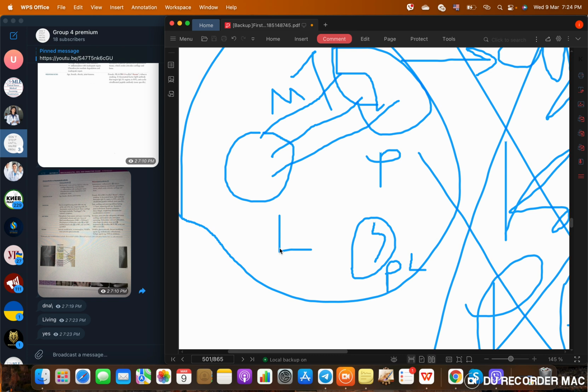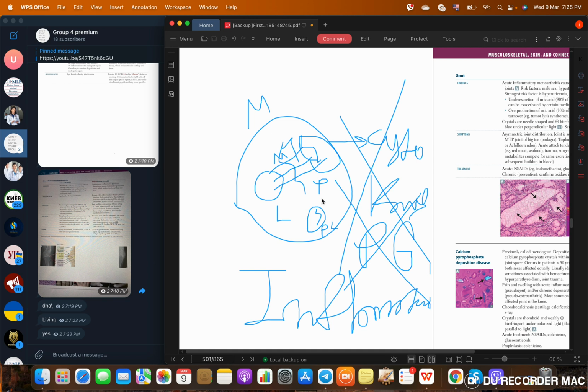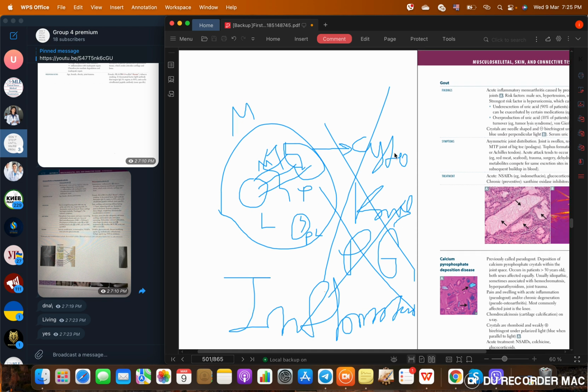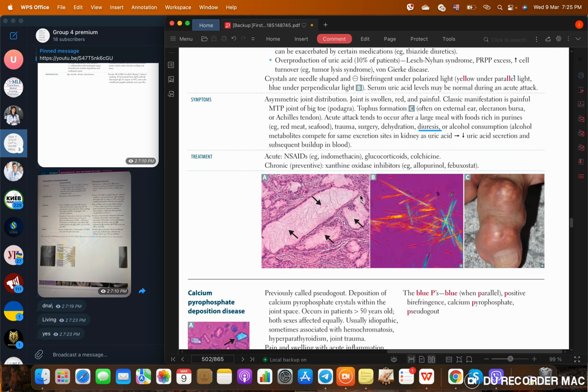You can stop this by utilizing colchicine. Colchicine is a microtubule inhibitor. When you utilize a microtubule inhibitor, you will not have a phagolysosome, which means you will not have macrophages releasing more cytokines. That's how colchicine works.